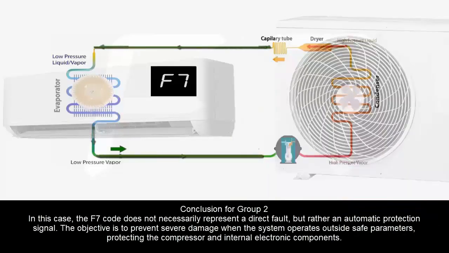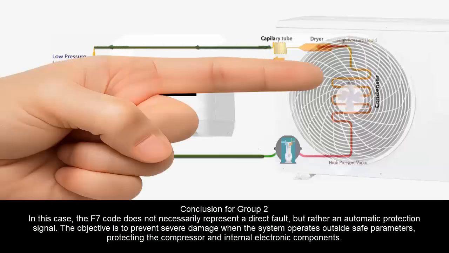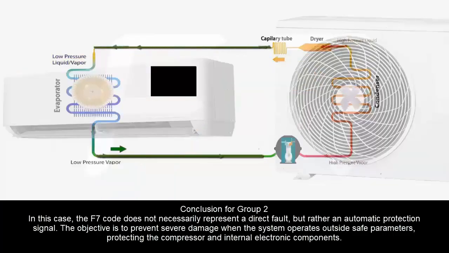Conclusion for Group 2. In this case, the F7 code does not necessarily represent a direct fault, but rather an automatic protection signal. The objective is to prevent severe damage when the system operates outside safe parameters, protecting the compressor and internal electronic components.